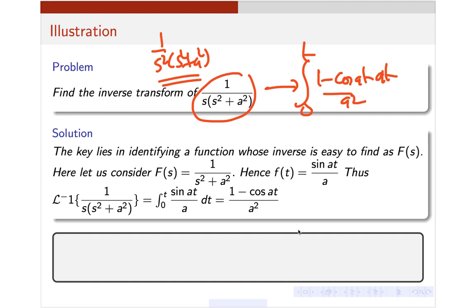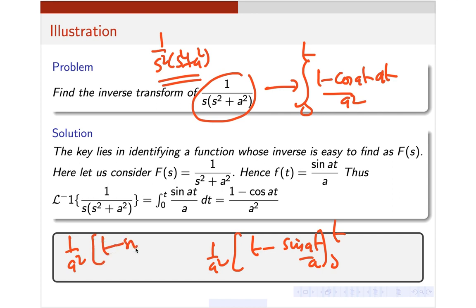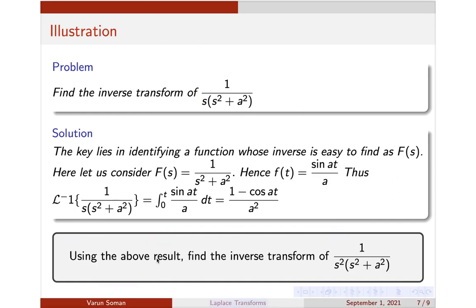So what is it? Simply it will become 1 by a square into (t minus sine at by a) in the limit 0 to t. When you apply this, it will be simply 1 by a square into (t minus sine at by a). When you apply the lower limit, it will be simply 0. So this is the inverse transform here. Okay, so we can do that also. I hope it is clear how to use integration to find the inverse Laplace transforms.